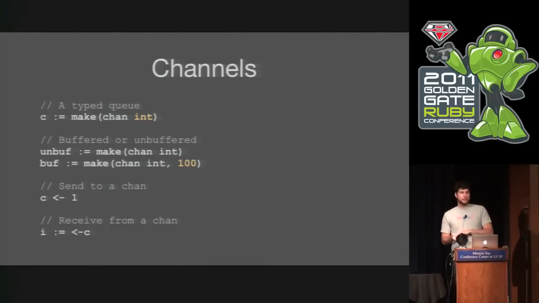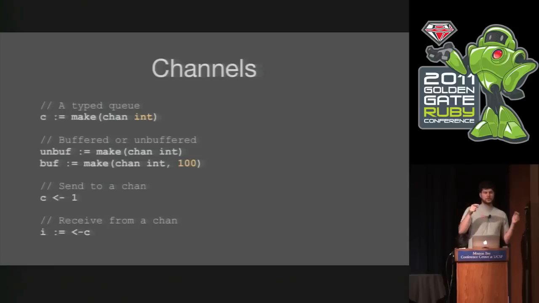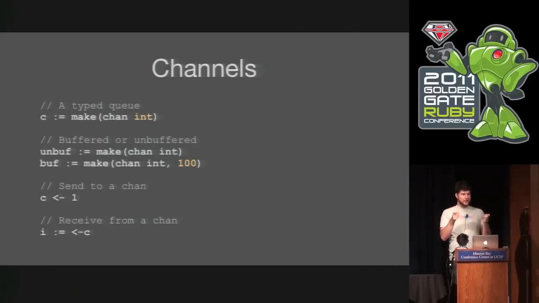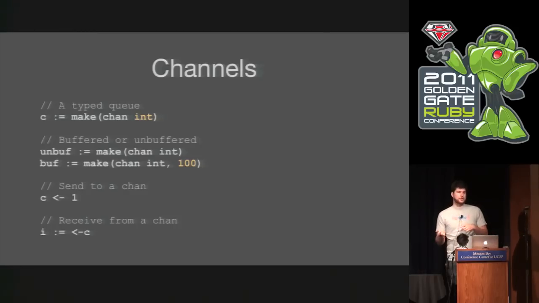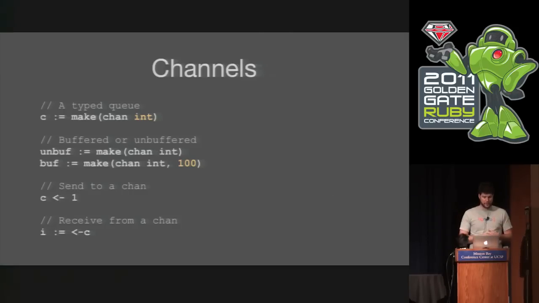And they can be buffered or unbuffered. That's really important because if you write to a channel that doesn't have any more space, it'll block until that write succeeds. The same is true for trying to read from an empty channel. It'll block until that read succeeds. So you can actually use a channel for synchronization just by having an unbuffered channel, and you can wait on something else to send you a signal, which is a really common pattern.